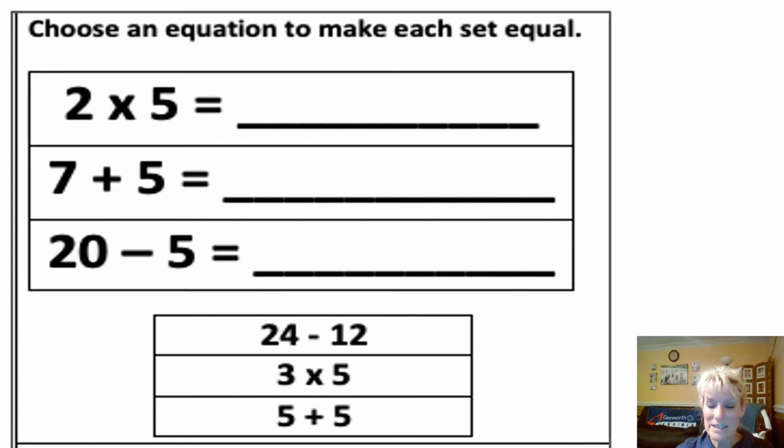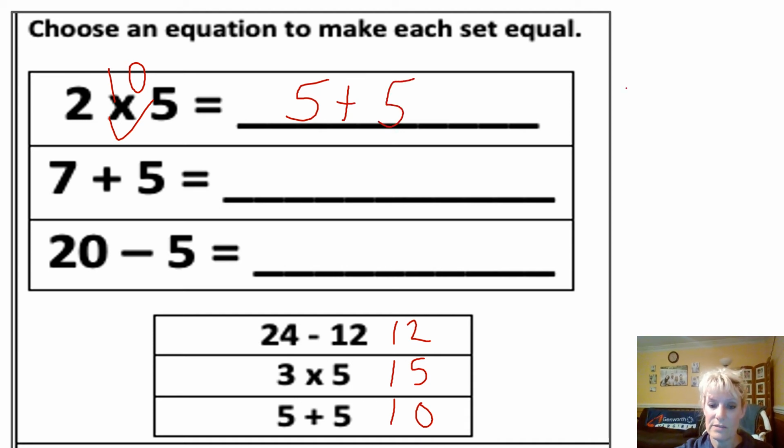Okay, did you come down here and start filling these in? 5 plus 5 is 10. 3 times 5 is 15. 24 take away 12 is 12. So we need to look for those up at the top. 2 times 5 I know is 10. So I need to find the one down here that is 10. 5 plus 5 is also 10. So I have 10 equaling 10.